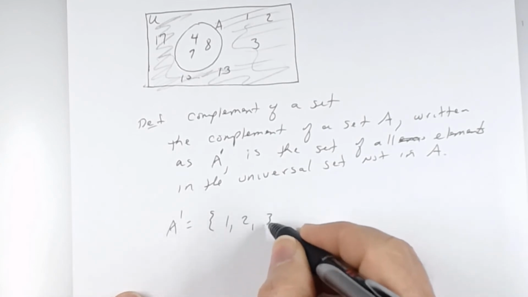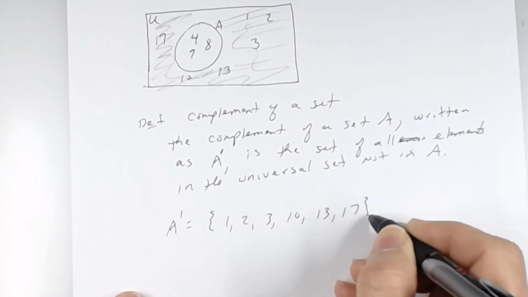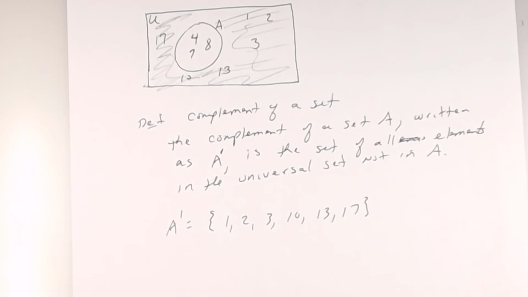1, 2, 3, 10, 13, 17. And it didn't have to be in order. But y'all agree that A complement is everything in the universal set except A? Okay. So that's what we mean by A complement. Not difficult. As long as you know the definition, it's fairly easy to deal with.